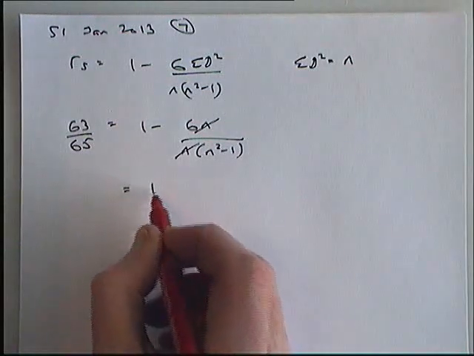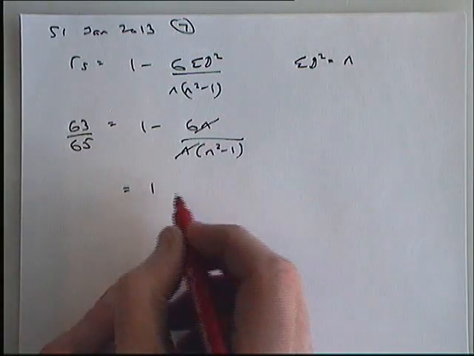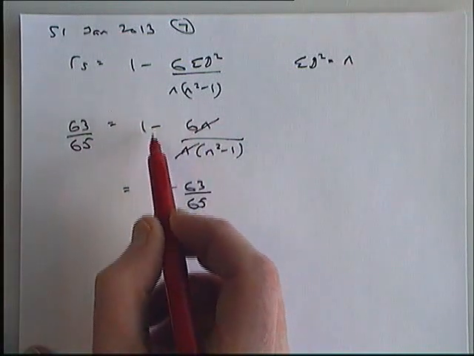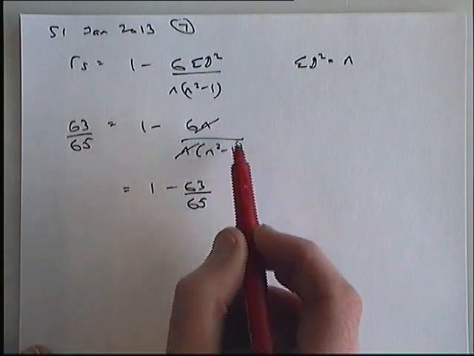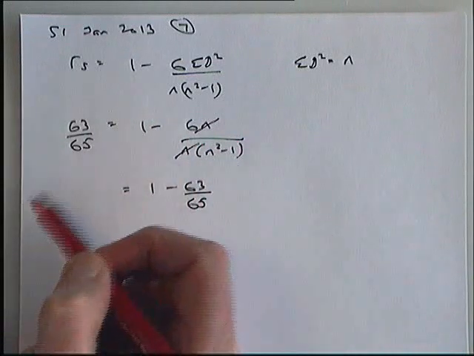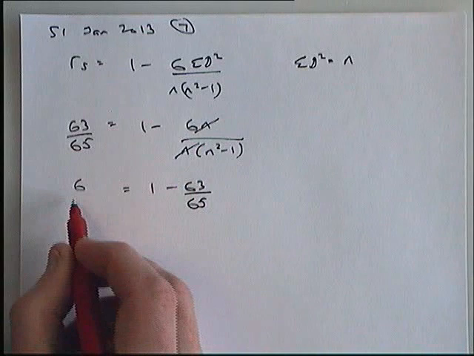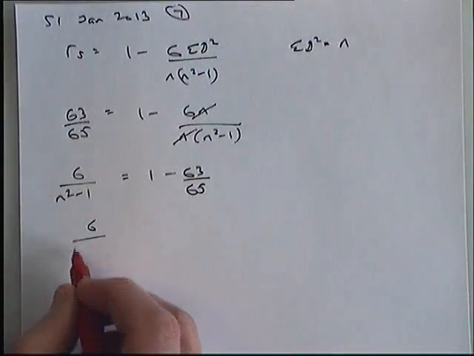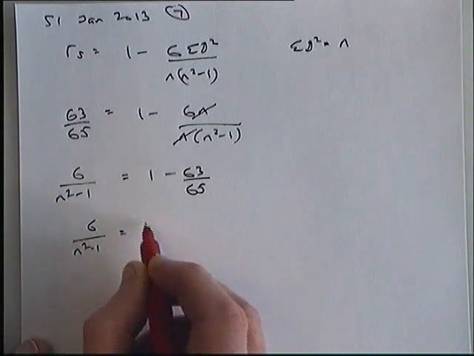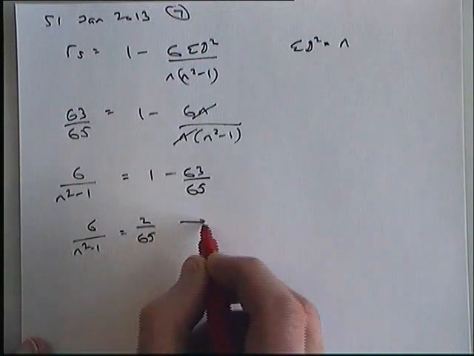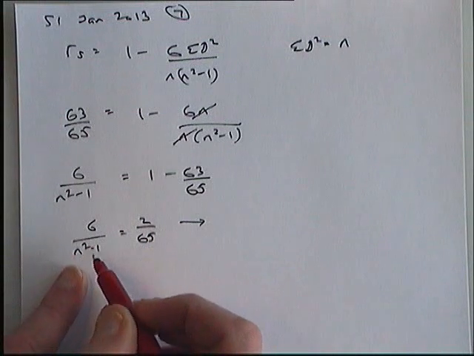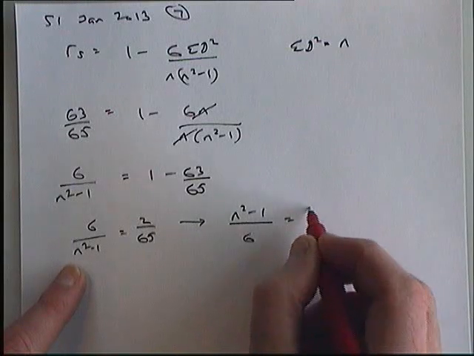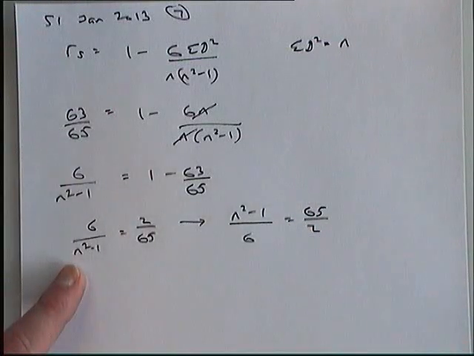Then what I would do is keep my 1 here, move the 63 over 65 across where it becomes a negative, and move what's left of this fraction, which is 6 over n squared minus 1, to the left, where it's a negative over here. It'll be a right over here. Now I've got 6 over n squared minus 1 equals 2 over 65. Because what I want is on the bottom, I'd flip both fractions over. As long as you do the same thing to both sides, that's fine.